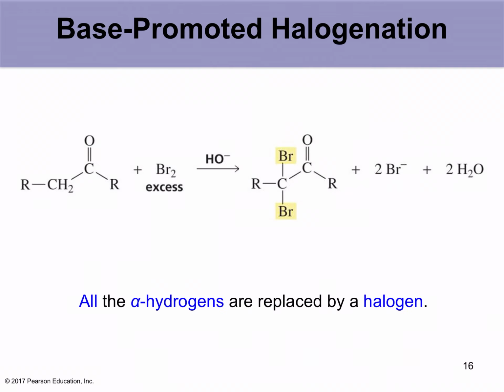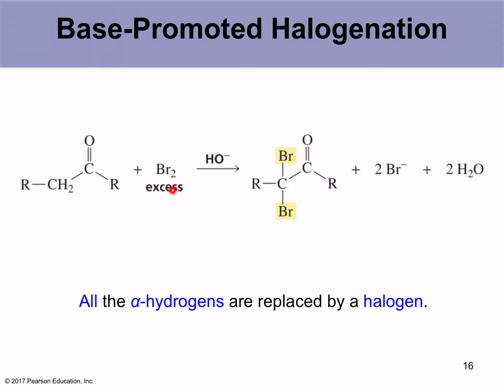And then the same thing happens in the presence of a base. Base promoted halogenation. Now you know what's going to happen in the base. When you add a base, do you think this oxygen will get protonated? No. It doesn't, right? So we look at the mechanism.